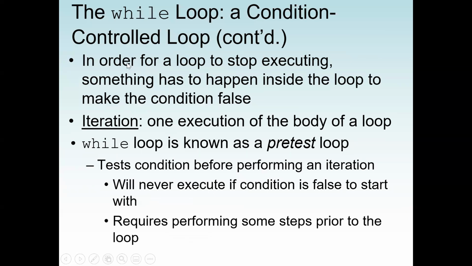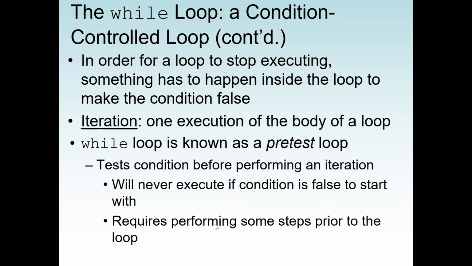In order for a loop to stop executing, something has to happen inside the loop which will make the condition false. If the condition can never be false, then we have what we call an infinite loop. The loop will keep executing over and over again with no stopping. The condition is tested before performing an iteration, so the loop will never execute if the condition is false to start with. It requires performing some steps prior to the loop.